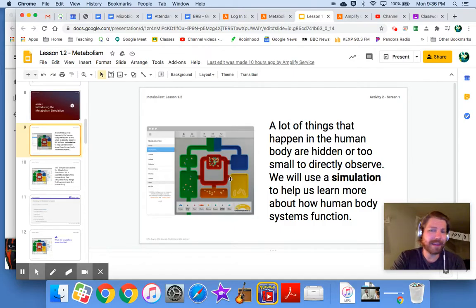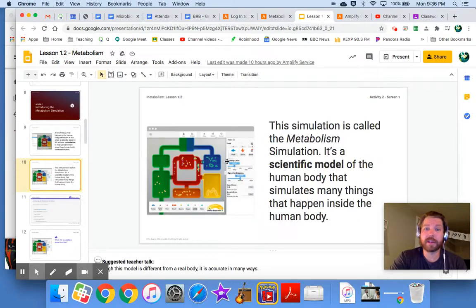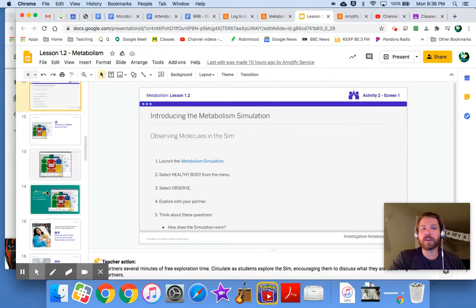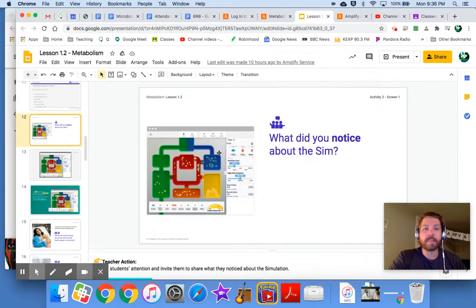And this is not the actual size, or relative size, of things, but it's a model. It's a model of what is happening inside. So this simulation is called the Metabolism Simulation. It's a scientific model of the human body that simulates many things that actually do happen inside of the human body. So we already went through this. We looked at some of the things that happen. What did you notice? I will ask you about this next time we come together.